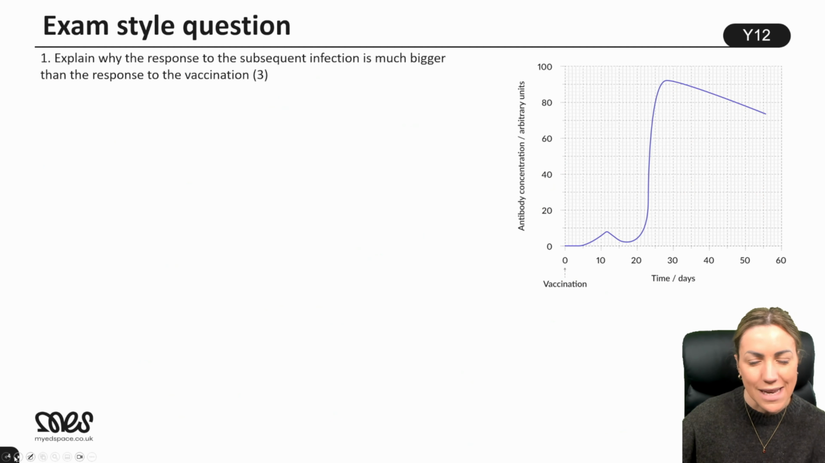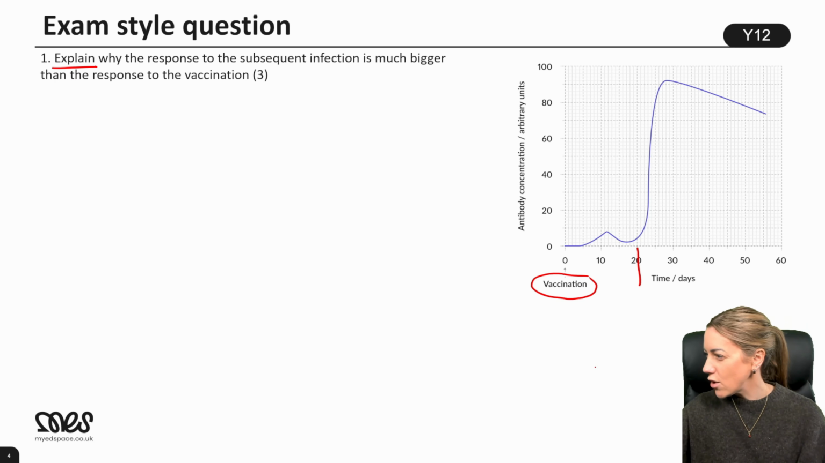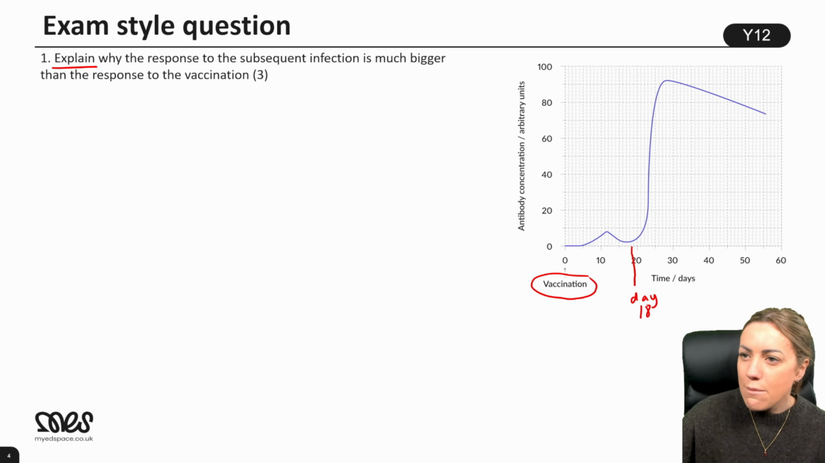So for example, this one, exam style question number 1, explain why the response to the subsequent infection is much bigger than the response to the vaccination. So the vaccination is here on day 0. And then you can see there must have been a subsequent infection, probably around, well, where's it started to increase, guys? Started to increase maybe round about here, hasn't it? Day 18, round about there, subsequent infection.